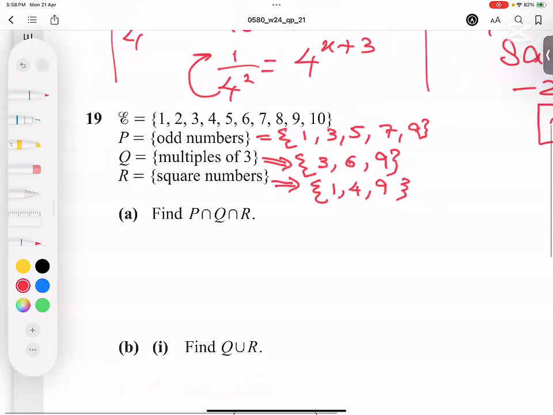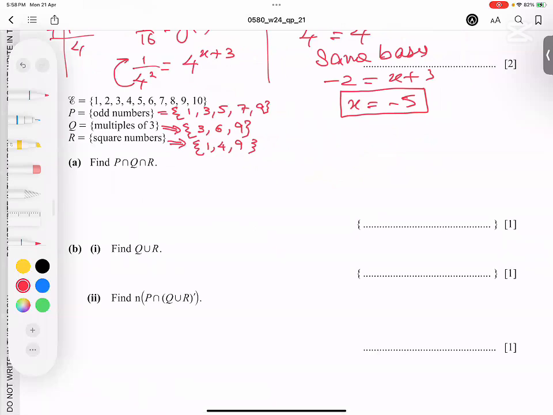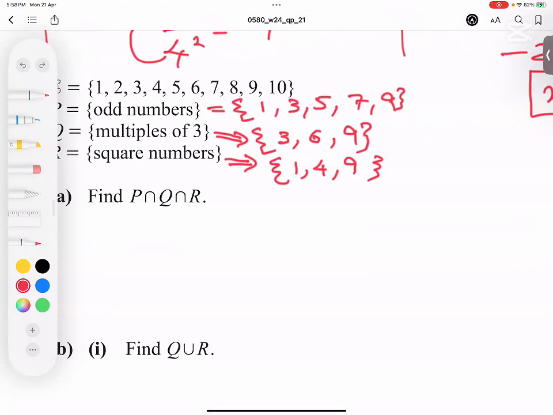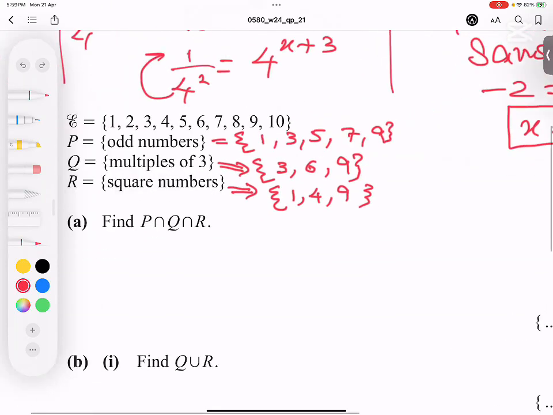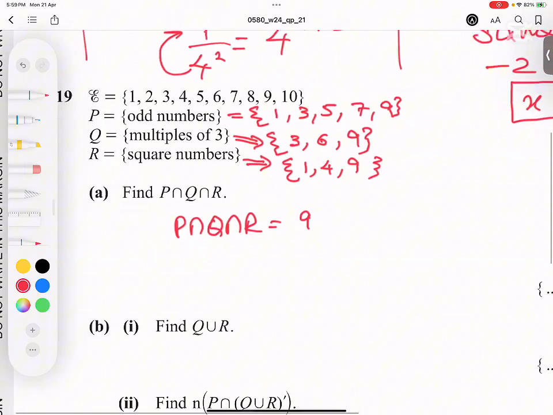Okay, now students, what do we go for? We go for what is common between all. What is common between P, Q, and R? You can see 3, 3, 3. No, it is present in only two. Okay, let's see. 9, 9, 9 is present among all. Is any other number present in all? Not at all. So he is asking to find it, and we got 9. So P intersection Q intersection R is 9. That is our answer.